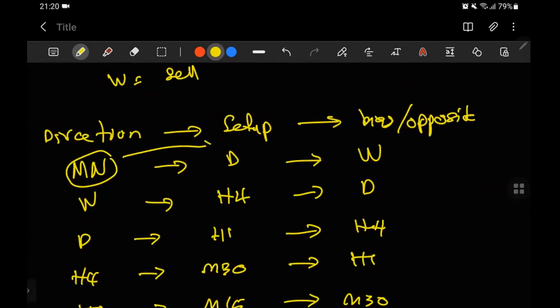We're gonna find our setup at daily. And after we enter at daily, we have to make sure the daily breaks the bias, which is the weekly, which is sell. So in order for the market to go further, the daily needs to break the weekly.